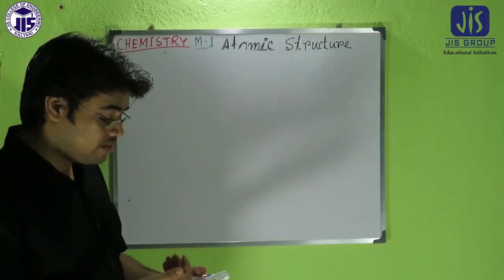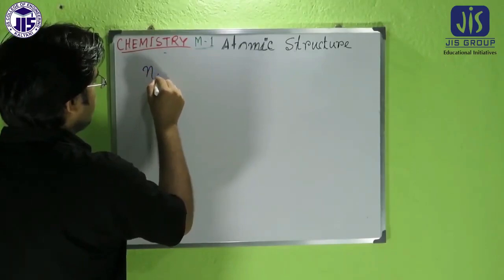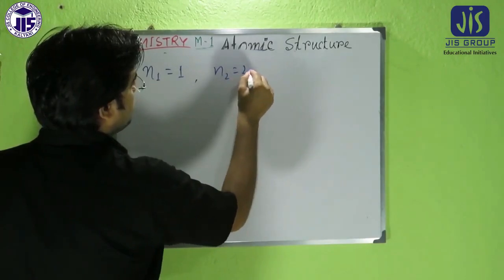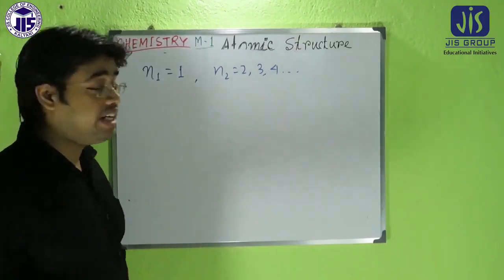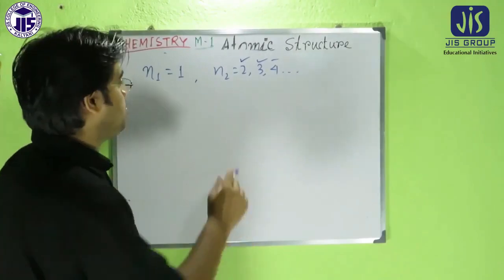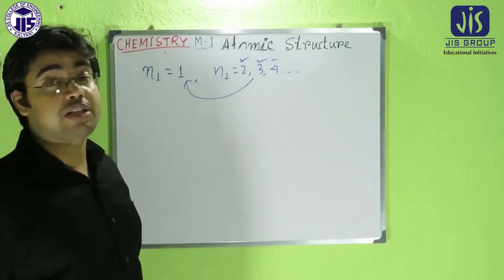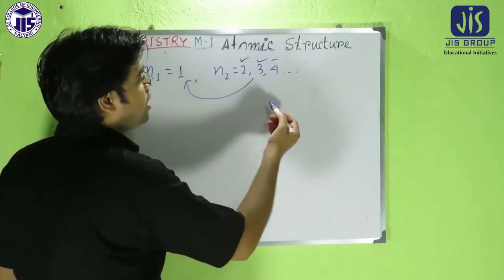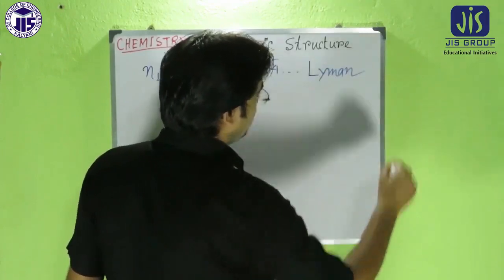So there are some particular series. If for the hydrogen atom we consider n1 equals 1 and n2 equals 2, 3, 4, etc., that means any of the higher orbits, and the electron jumps to the first orbit, that means the principal quantum number equals 1, then what series do we get? That is called the Lyman series.